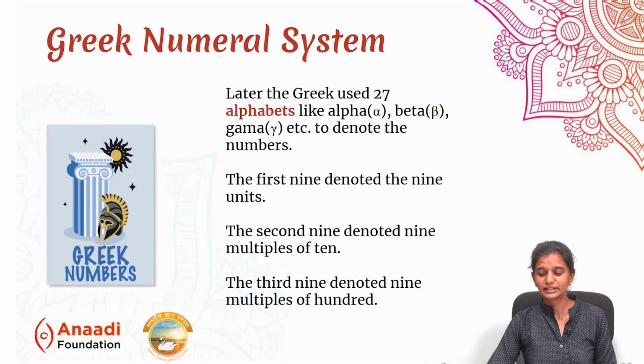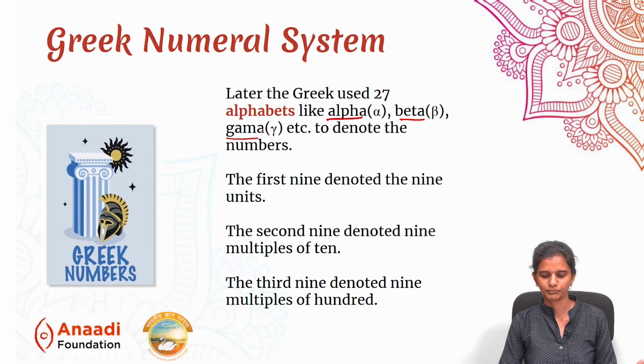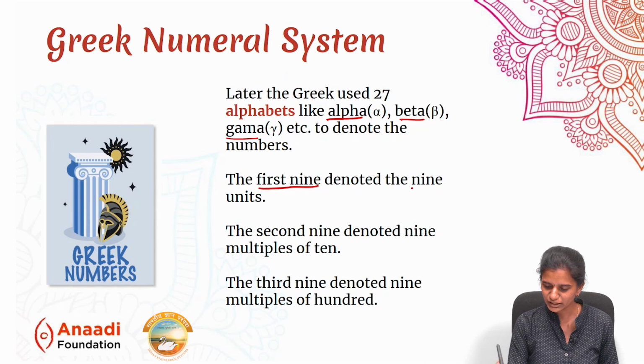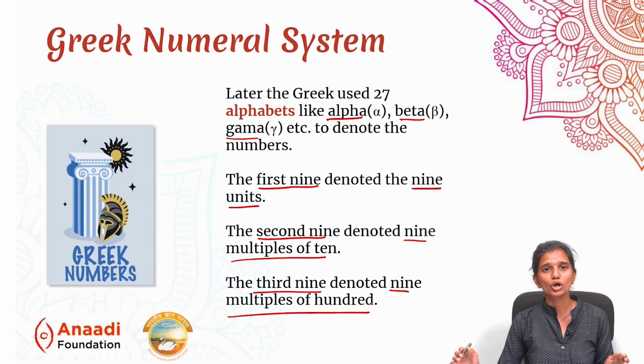Later, the Greek used 27 alphabets like alpha, beta, gamma, etc. to denote numbers. They grouped the 27 into 3 and the first 9 denoted the 9 units. The second 9 denoted the 9 multiples of 10. Then the third 9 denoted the 9 multiples of 100. This is like a shorthand system for the decimal place value system.